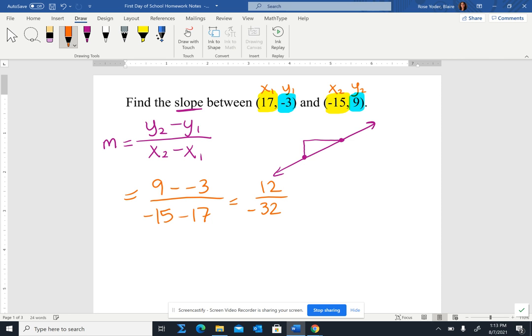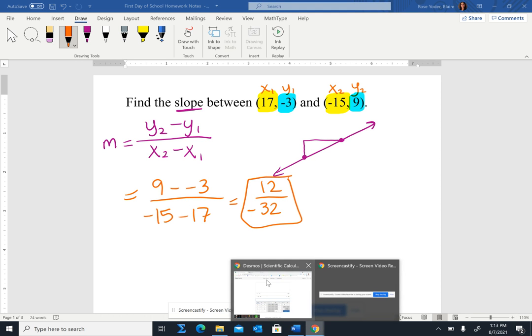So look, it's a negative slope then because a positive divided by a negative is negative. So this line must slope downwards. So this is a perfectly acceptable answer for your slope, 12 over negative 32. But I noticed that both of those numbers are even. So I know that this can be simplified a little more.